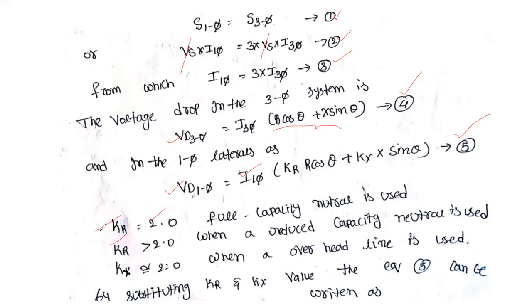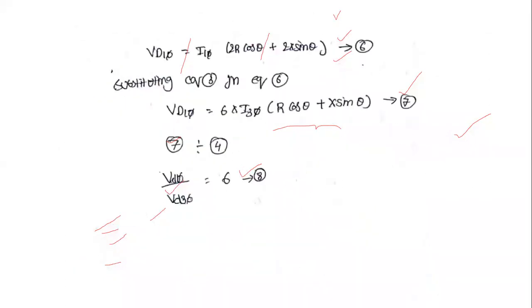Then substitute the Kr and Kx values in equation number 5. Therefore, Kr is equal to 2 and Kx is also equal to 2. Substituting in this equation, Vd single phase is equal to 2 into I single phase into (R cos theta plus X sin theta), that is, 2R cos theta plus 2X sin theta. This is equation number 6.